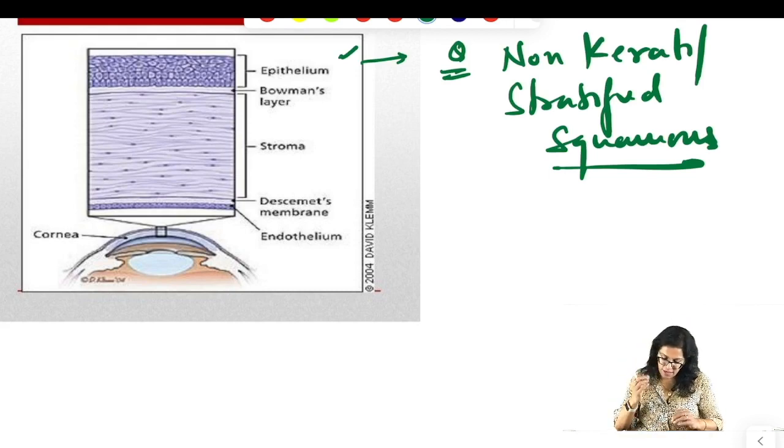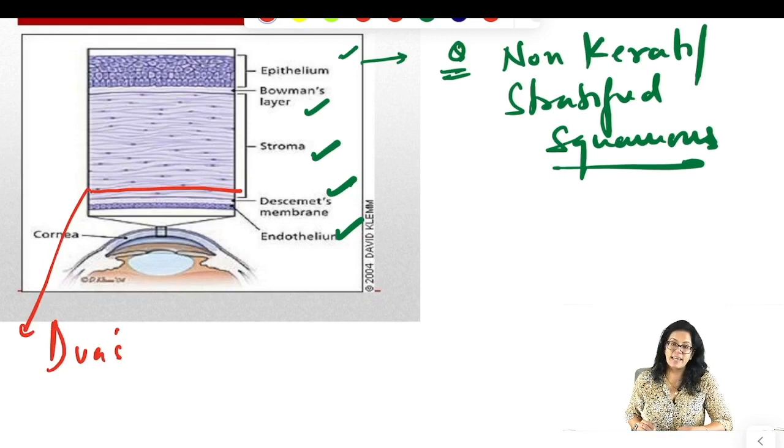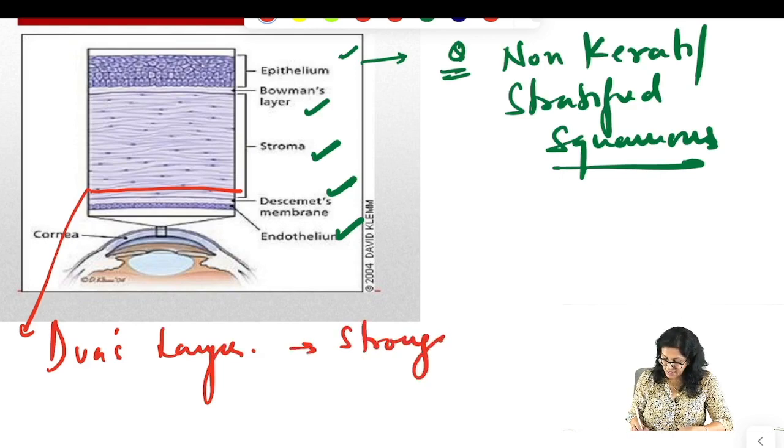Okay. Then we have Bowman's membrane, and after Bowman's is your stroma, then your Descemet's membrane and endothelium. So which is the layer which is missing? We all know there's a new layer between the stroma and Descemet's, what we call Dua's layer. Dua's is named after the late scientist Harminder Dua. Just remember, it's a layer between stroma and Descemet, and it is one of the strongest layers of the cornea, right?